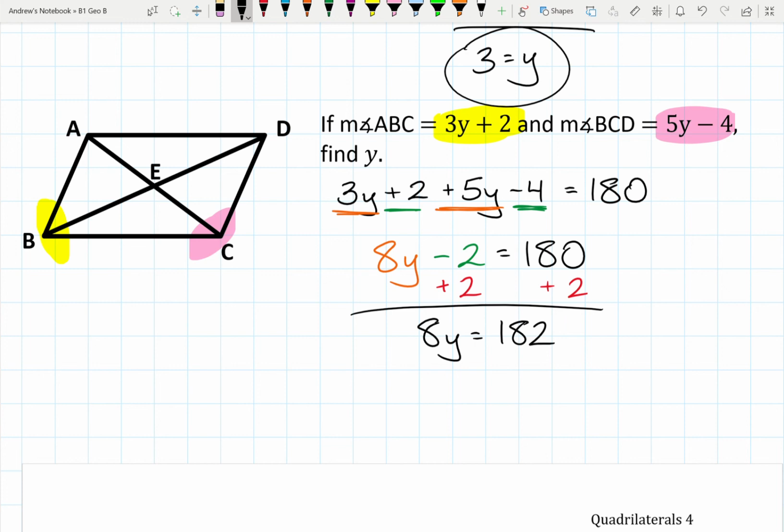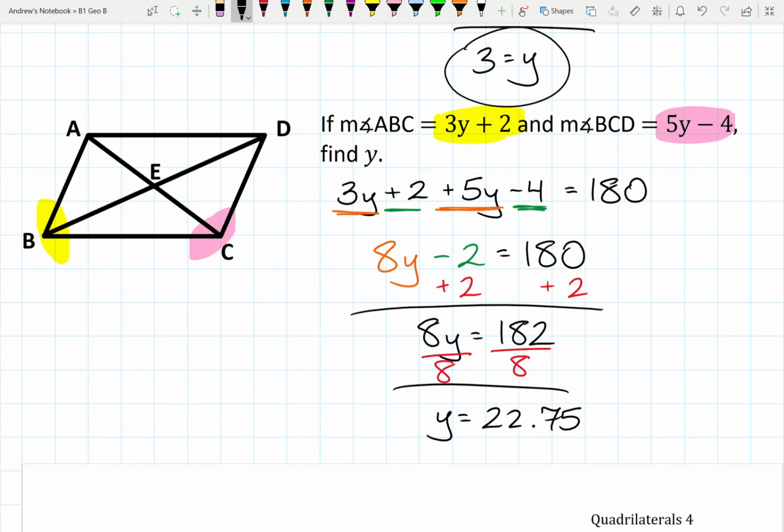182 divided by 8 is going to give me that y is equal to 22.75. Gross, right? Could be worse though. Could add a bunch more decimals there.